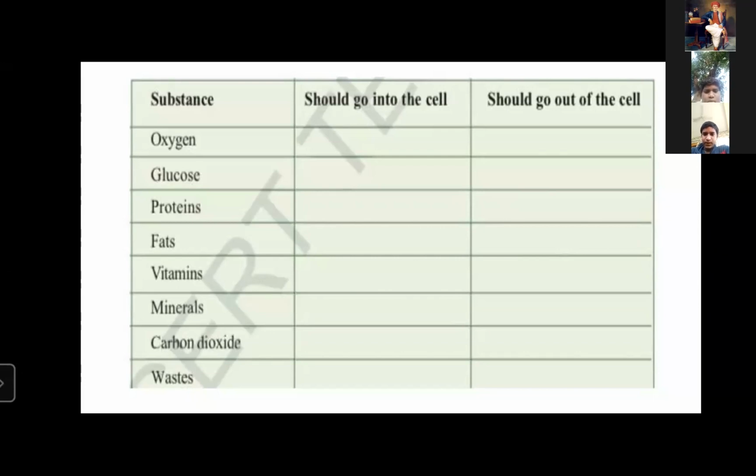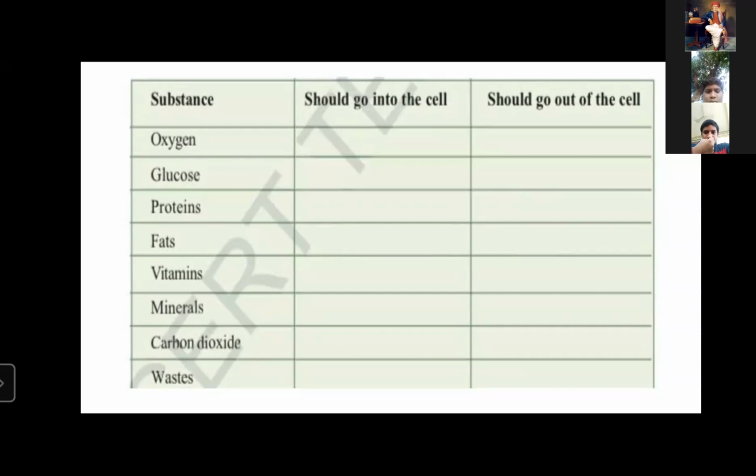Next one is vitamins. Vitamins are essential for living organisms and human beings. They should also go into the cell. And minerals are also useful for us, and should go into the cell. And carbon dioxide should go out of the cell. Why does it go out of the cell?